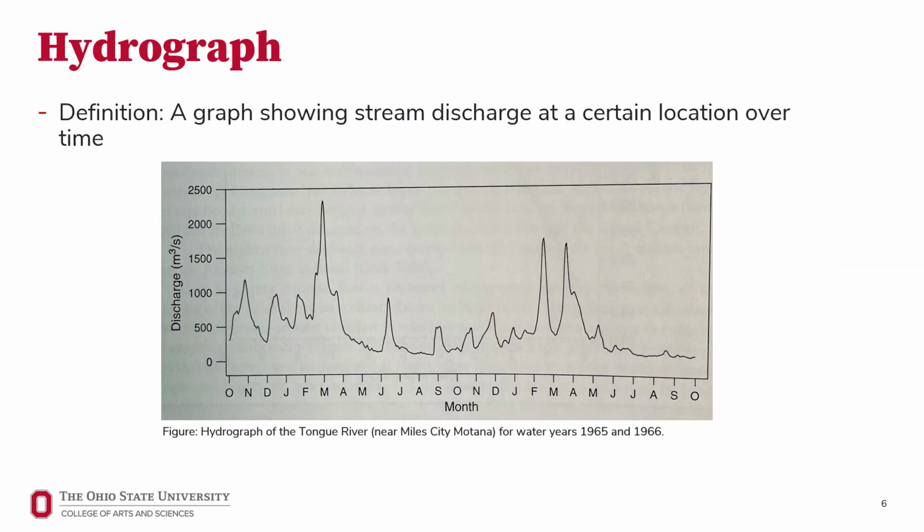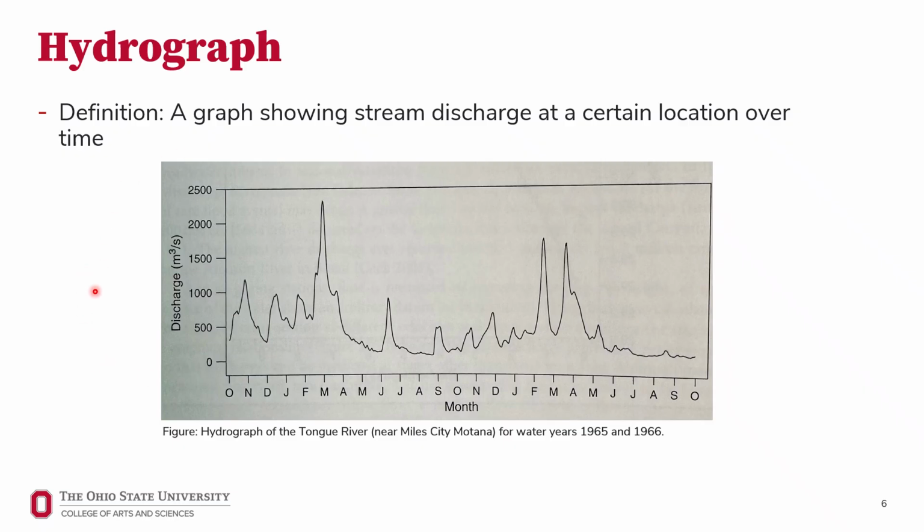On this slide, I have an example of a hydrograph, which is a graph showing stream discharge at a certain location over a period of time. This example shows the discharge of the Tongue River in Montana, with the x-axis showing the period of 2 years, starting in October, and the y-axis showing the discharge in meters cubed per second.